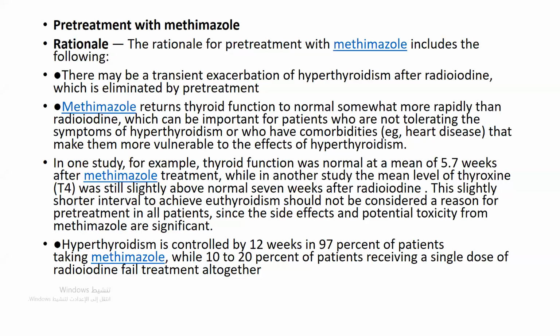In one study, for example, thyroid function was normal at a mean of 5.7 weeks after methimazole treatment, while in another study the mean level of thyroxine (T4) was still slightly above normal 7 weeks after radioiodine. This slightly shorter interval to achieve euthyroidism should not be considered a reason for pre-treatment in all patients, since the side effects and potential toxicity from methimazole are significant. Hyperthyroidism is controlled by 12 weeks in 97% of patients taking methimazole, while 10 to 20% of patients receiving a single dose of radioiodine failed treatment altogether.